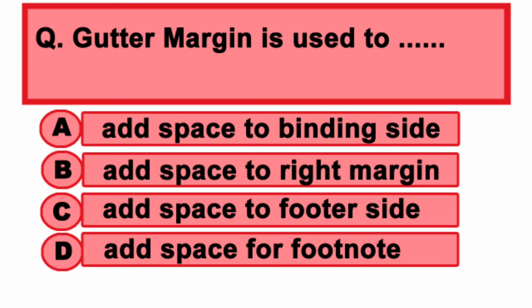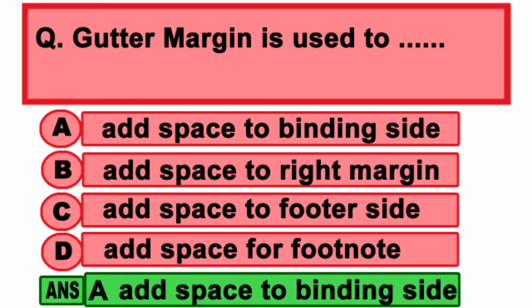The term margin is used to. The options are A. Add space to the binding side, B. Add space to the right margin, C. Add space to footer side, D. Add space for footnote.